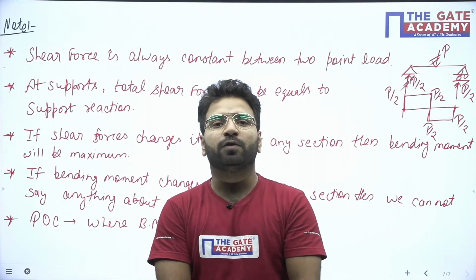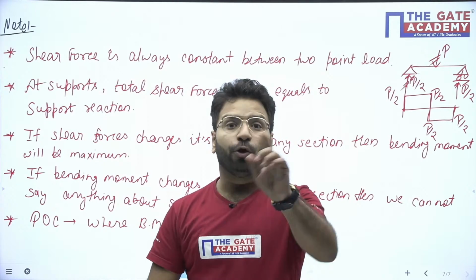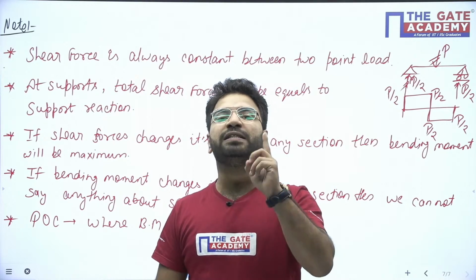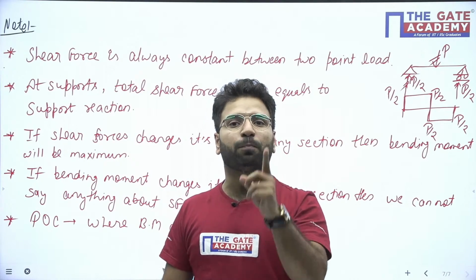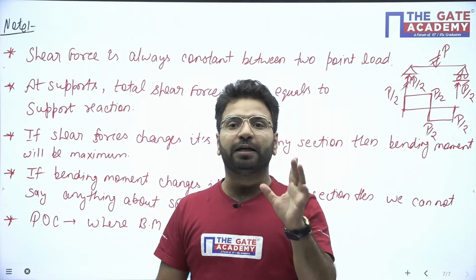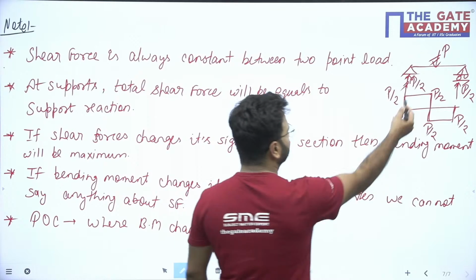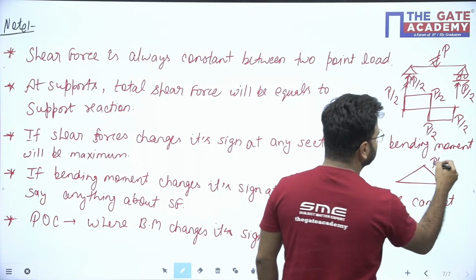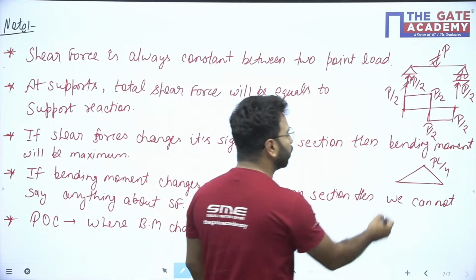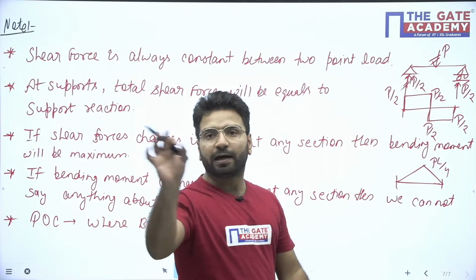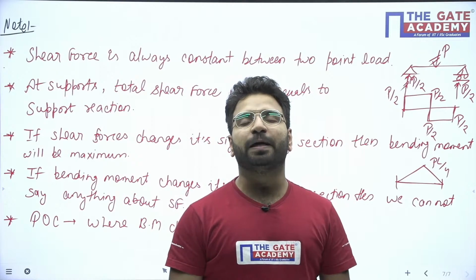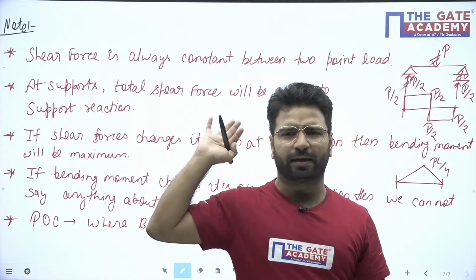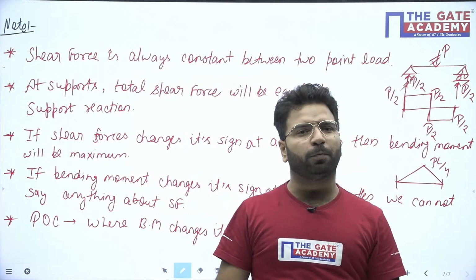Point of contraflexure means where the bending moment changes its sign, not where the bending moment is zero. Don't remember it as bending moment is zero, because if you draw the bending moment diagram for the simply supported case, it comes like that, PL by 4. If you say bending moment is zero, you would say the two points of contraflexure are here, 1 and 2. No beta, the point of contraflexure is defined when the bending moment changes its sign. It can be positive to negative or negative to positive, doesn't matter.